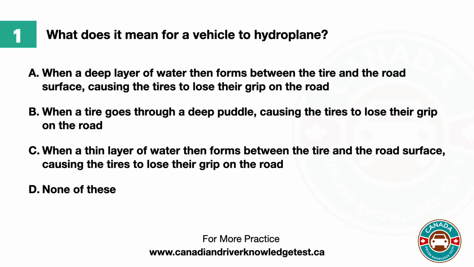Question 1. What does it mean for a vehicle to hydroplane? A. When a deep layer of water forms between the tire and the road surface, causing the tires to lose their grip on the road. B. When a tire goes through a deep puddle, causing the tires to lose their grip on the road. C. When a thin layer of water forms between the tire and the road surface, causing the tires to lose their grip on the road. D. None of these. The answer is C. When a thin layer of water forms between the tire and the road surface, causing the tires to lose their grip on the road.